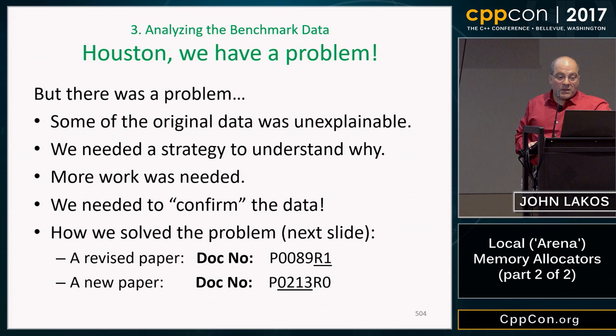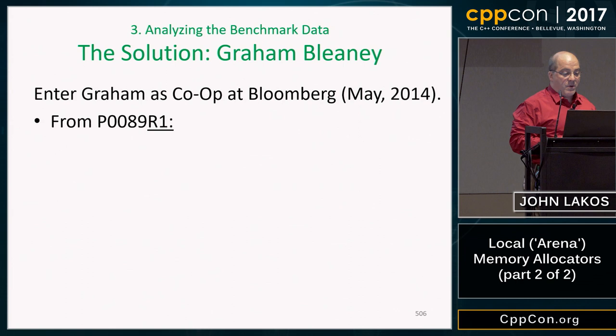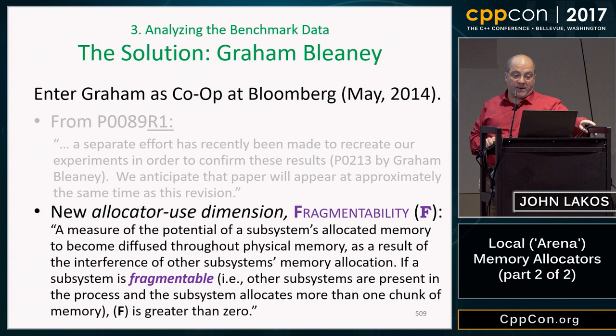So we had a problem. We got all the right data, but we actually screwed up and we got the columns wrong. We didn't know how to explain it. And then there's this fellow, Graham Blaney, who was working at our company as an intern. And I asked him, because he's really good, to go and redo the experiments and figure out what we did wrong. And he came up with something called fragmentability while he was doing everything that we said he should do.